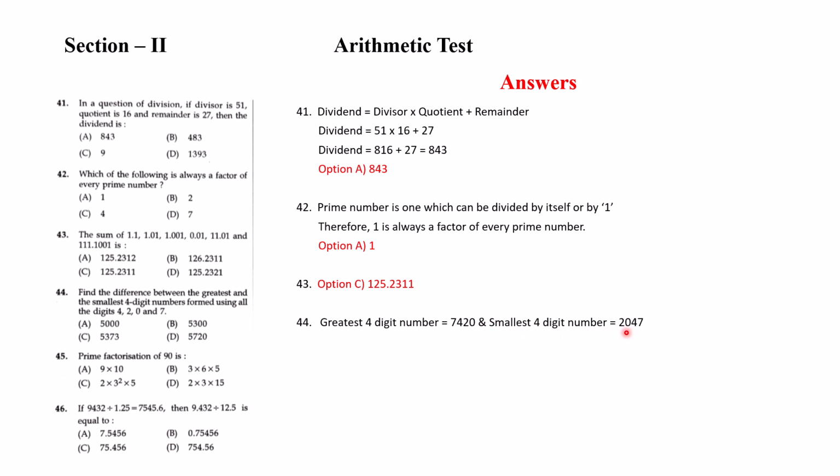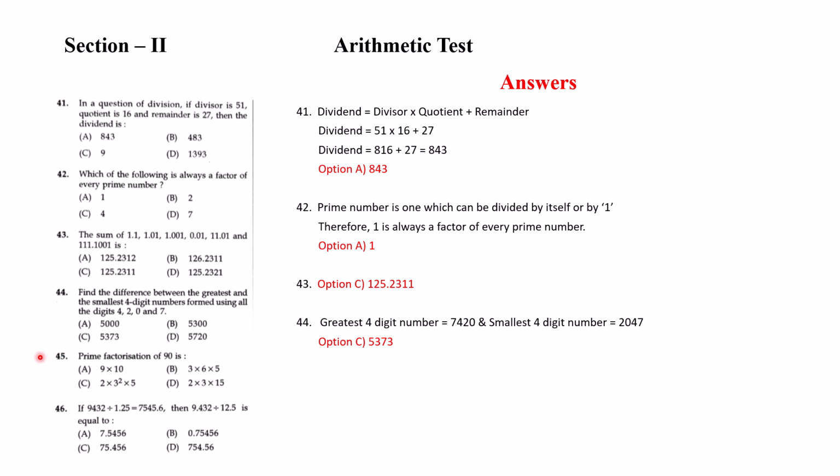Please note that we cannot make 0247, because if I add 0 before a number, that would not be a 4-digit number, that would just be a 3-digit number. Therefore the smallest 4-digit number which we can form is 2047. So when I take the difference of these two numbers, it would be option C, 5373.